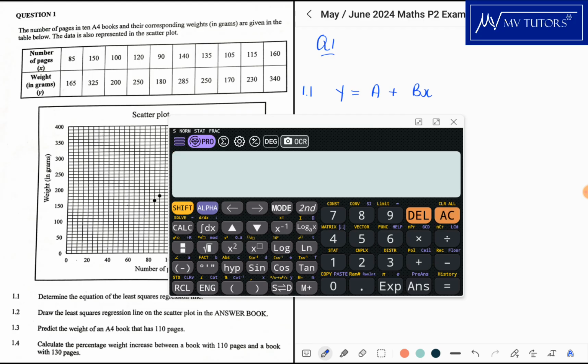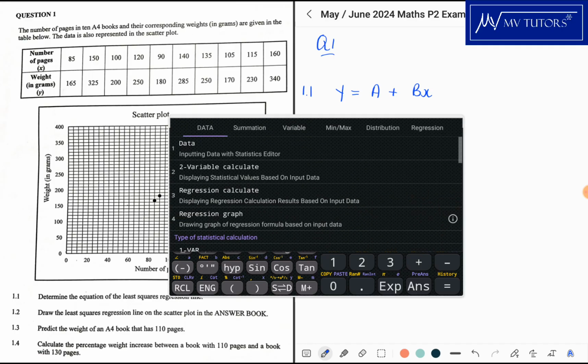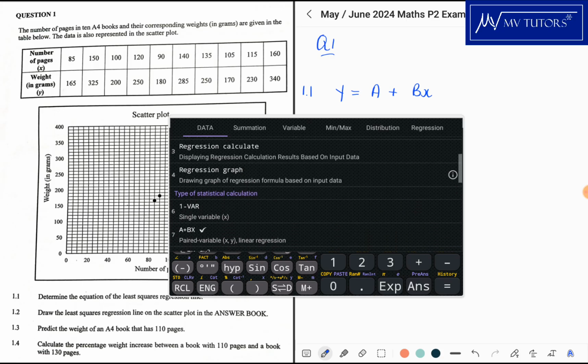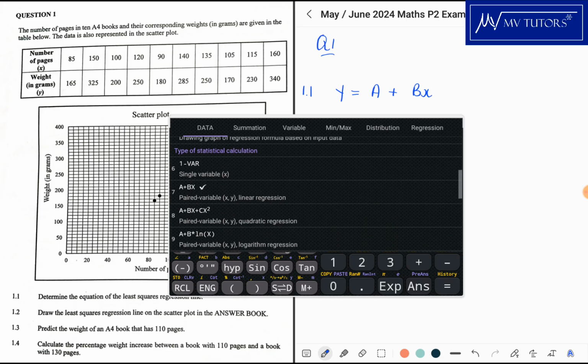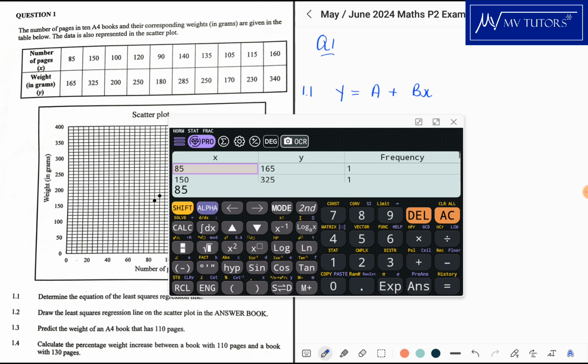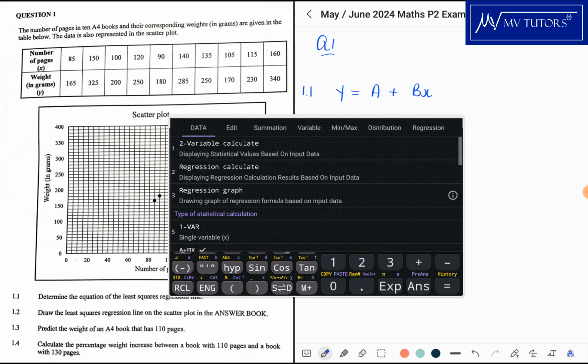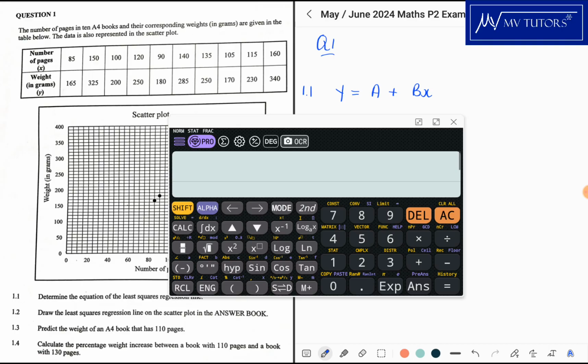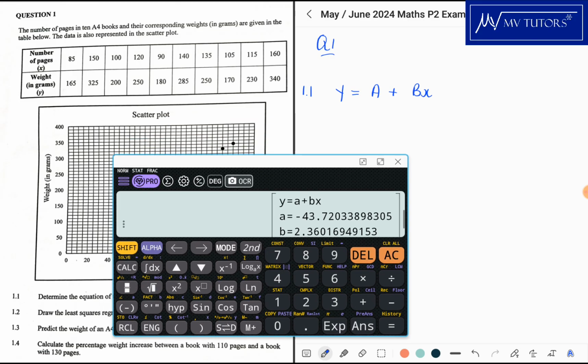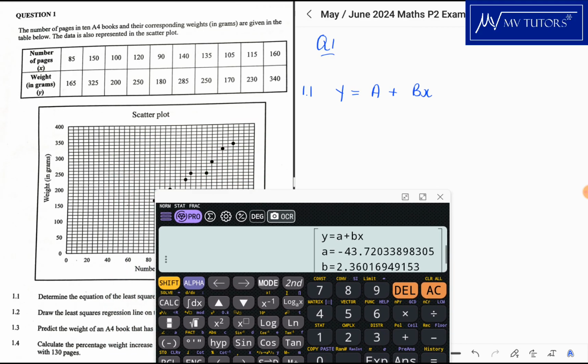So now we go shift and stat. Oh, there it is at 1. Okay, so what do we want? We want the information. All right, shift stat, regression calculate. Okay, here we go. I was like, oh, this calculator is doing me otherwise.